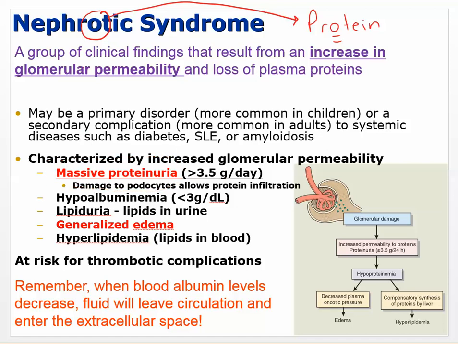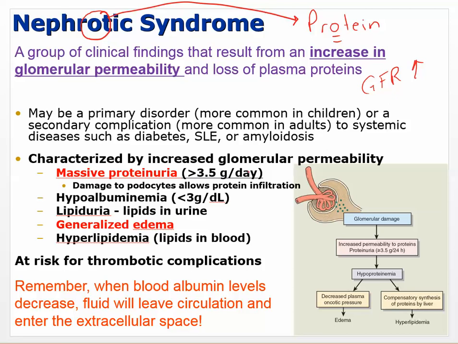So nephrotic syndrome in general is a group of clinical findings that result from an increase in glomerular permeability. So now we're not gunking it up like we were with nephritic. Now it's breaking down, and we're losing plasma proteins. Our GFR is higher in nephrotic syndrome. Okay, so it could be a more primary disorder or a secondary complication to systemic diseases: diabetes, SLE, amyloidosis. There are different types of kidney diseases that will have more nephrotic syndrome than nephritic characteristics, but yeah. So let's just go through the nephrotic characterizations.